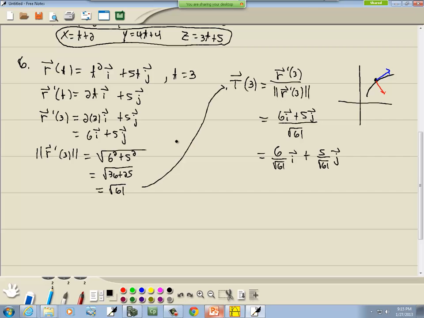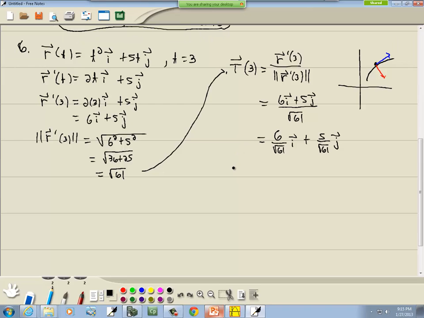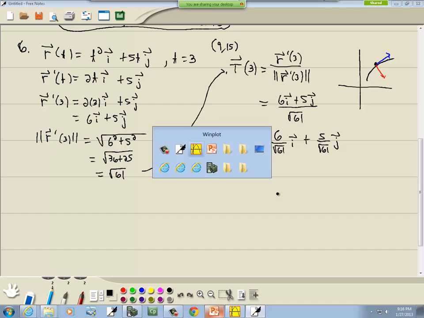Now, at this point here, if I were to plug 3 in for my original r, if I put 3 in here, I got 3 squared, which is 9, and if I put 3 here, it's 15. So the point I'm looking at is 9, 15. Well, let's go sketch a tangent vector at that point.